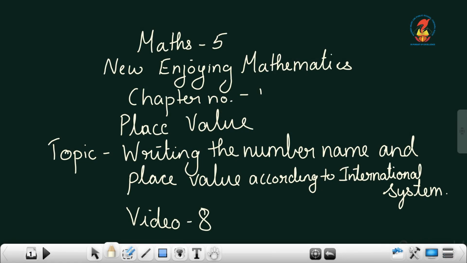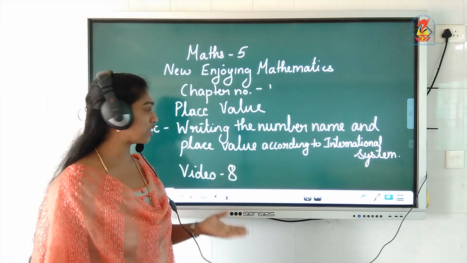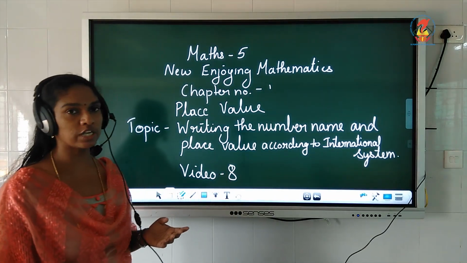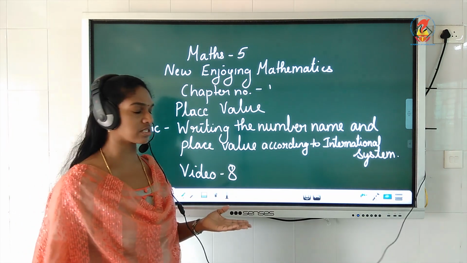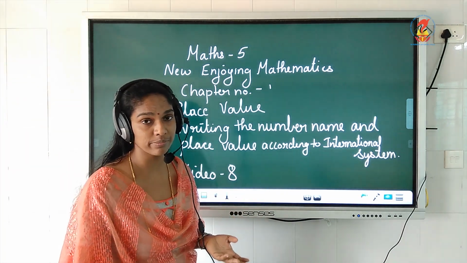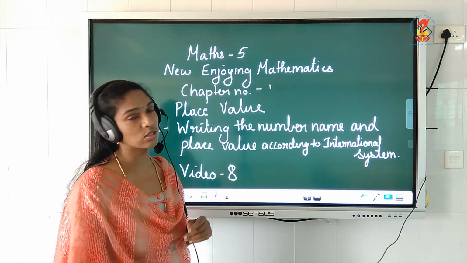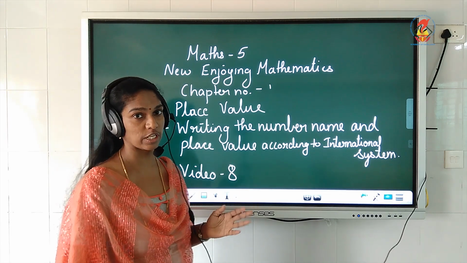Welcome back, children. So we have learned the international place value system, place value chart, and we have learned how to compare the Indian and international system. So now we are going to learn how to write the number name and how to insert commas according to the international system. Also we will be learning to write the place value.